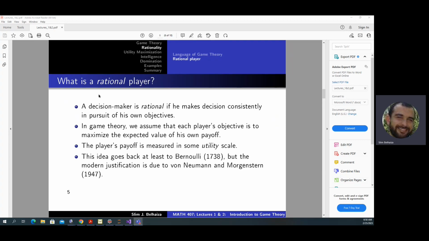So what is rationality, first of all? What is a rational player? A decision maker is rational if he makes decisions consistently in pursuit of his own objectives. So in game theory, we assume that each player's objective is to maximize the expected value of his own payoff. And the player's payoff is measured on some utility scale. This idea, in fact, goes back to Bernoulli, 1738, but the modern justification is due to John von Neumann and Oscar Morgenstern in their famous book.